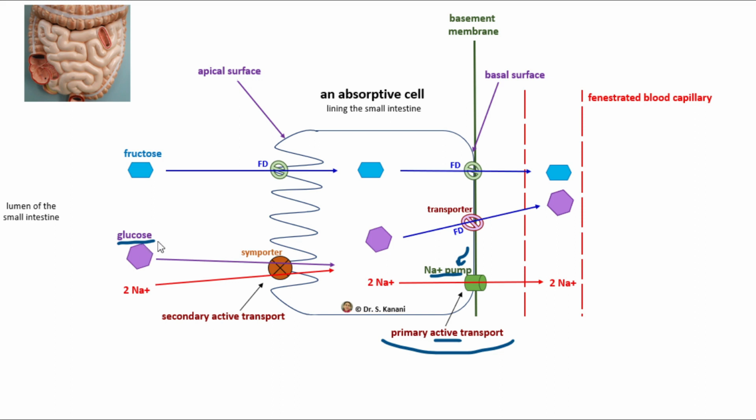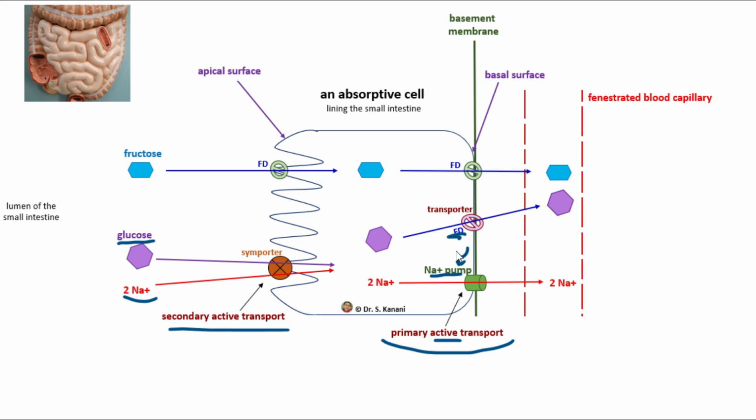So in general, if you imagine that here we have a galactose molecule, the symporter can actually allow that galactose to bind to it, but recall that we also need two sodium ions to bind to the symporter, then the symporter transports all of them inside the cell. So absorption of galactose inside the cell is by secondary active transport done by the symporter, and then inside the cell, galactose can be transported through the basal surface by facilitated diffusion.